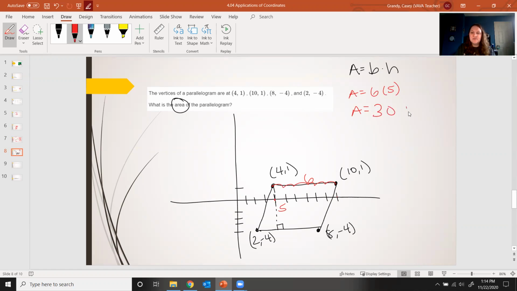Again, it doesn't tell me units, so I'm just going to say units squared. If you would use the distance formula to find the length of the base and the height, you would have still gotten 6 and 5.